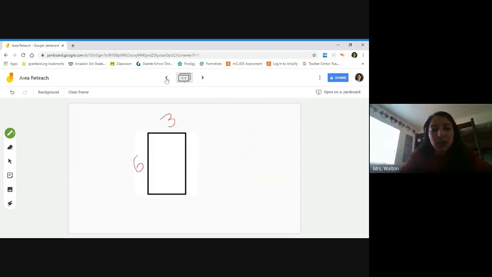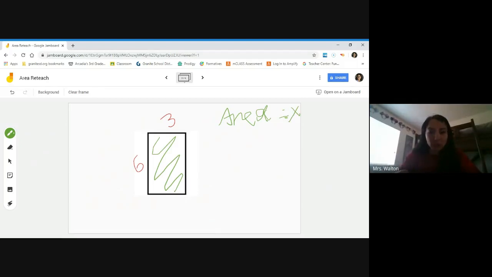Same with this one. You're trying to find the inside area. You're always going to multiply. Sorry, my pen's not working. Area equals multiply. So we're going to multiply 3 times 6. Could you do 6 times 3 and get the same answer? Of course. Count by 3 6 times and you get 18. So we figured out the area or the inside of this shape.